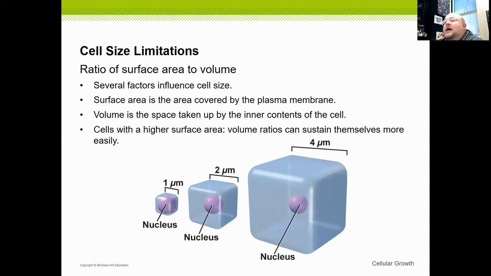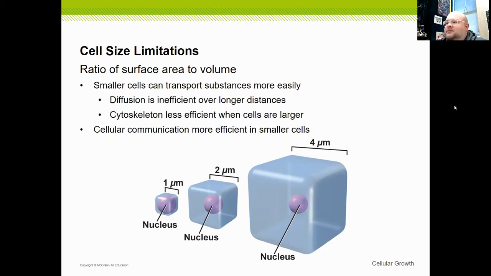So at a certain point, cells get too big where they only have 2 choices. They either have to die, which cells don't want to do, or divide. So once they get too big, they're either going to die or divide. And so let's look at what that looks like.